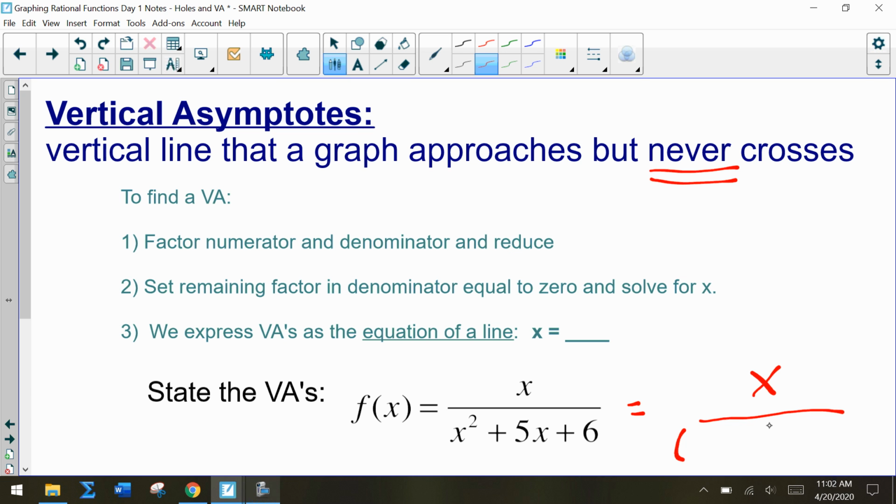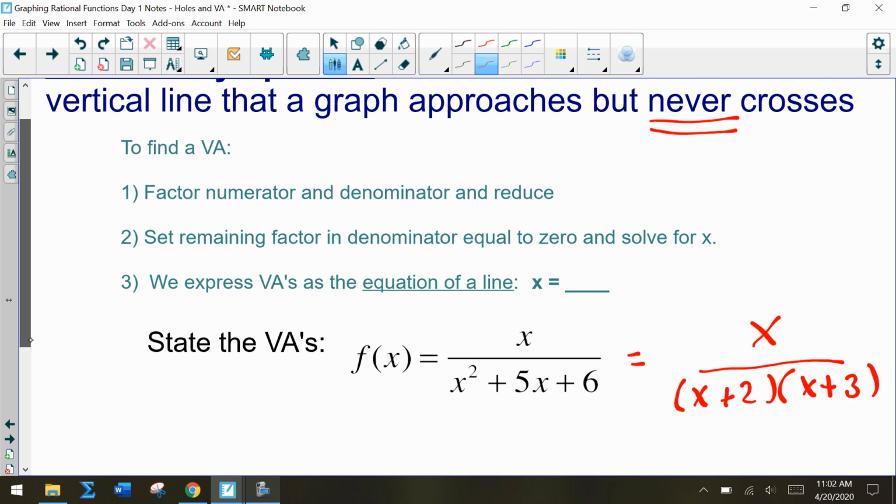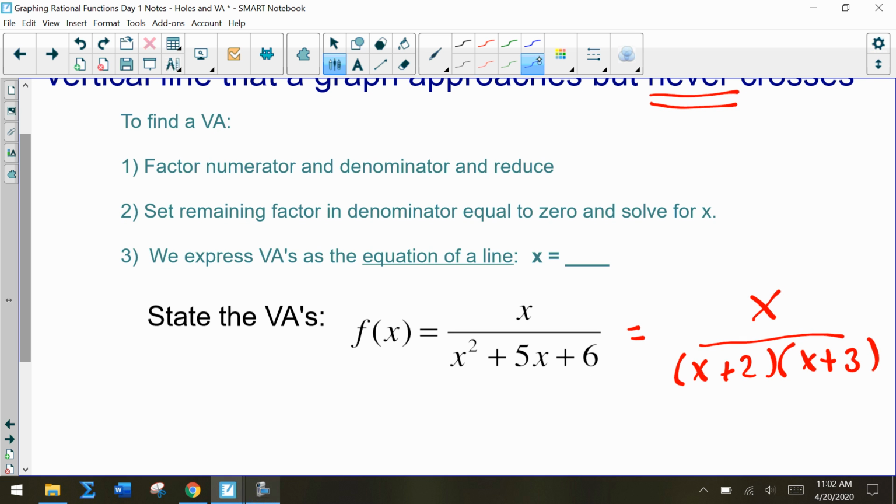So that top we're not factored yet. So we have x, and then in the denominator we have x plus 2 and then x plus 3. Remember, a vertical asymptote is a domain restriction. Notice how there's no hole in the graph, right? That we don't have any common factors. So that means we could have two vertical asymptotes. We can have a vertical asymptote at x equals -2 and a vertical asymptote at x equals -3.